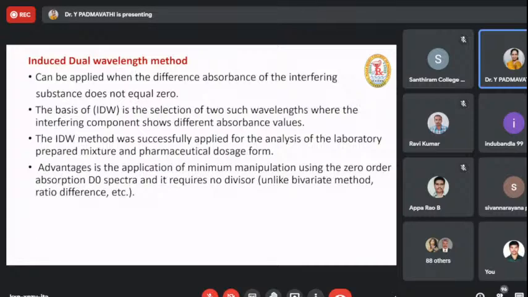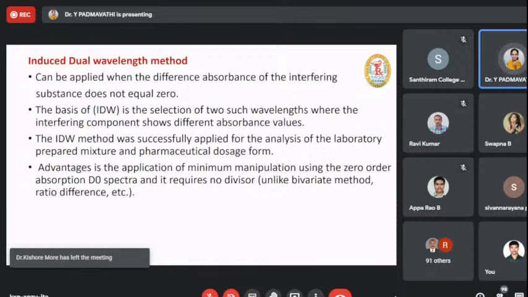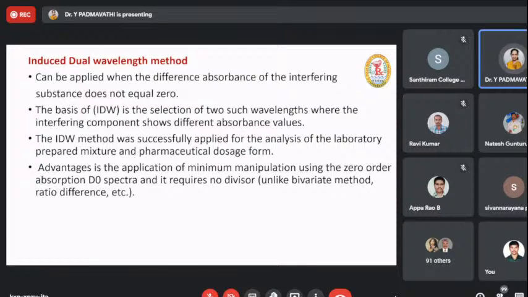For all these methods, I'll be explaining the concept of the manipulation by taking the example of a binary mixture consisting of X and Y components. When I'm talking about the determination of X, I'll consider Y as the interfering component. Other than that, in very few formulations or samples, you can expect interference from excipients or other components present. So I'll just use the binary mixture consisting of X and Y. When I talk about determination of X, Y will be the interfering substance, right?